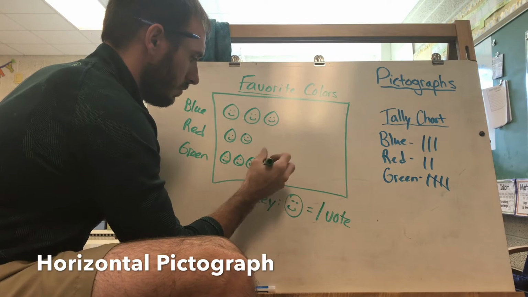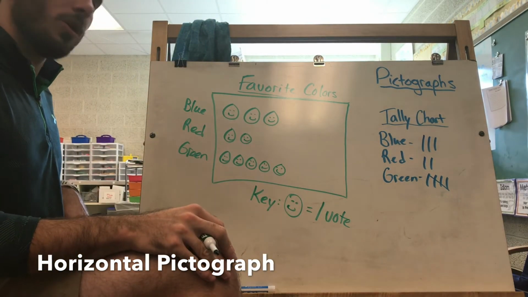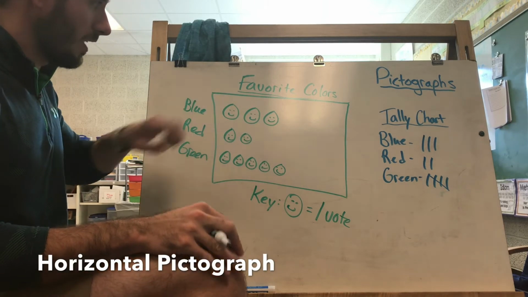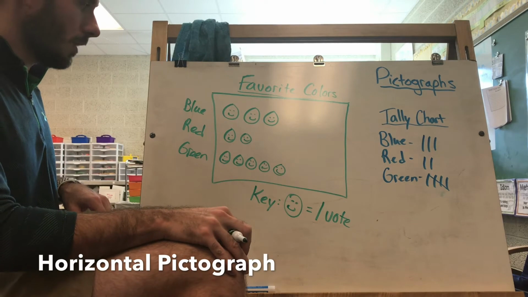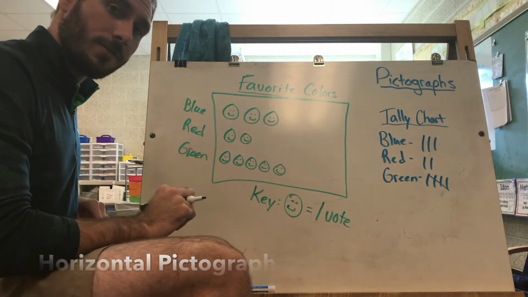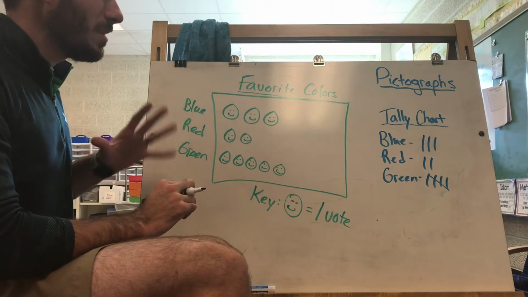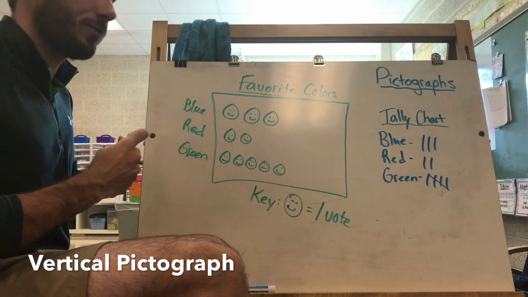Whoops. I's in the wrong spot. Okay? So, when I'm looking at here, I'm looking at my pictograph. My key is my key. Every smiley face is 1 vote. Okay? And I have my horizontal pictograph going from left to right. Okay? So, let me change it up a little bit and show you the vertical pictograph.